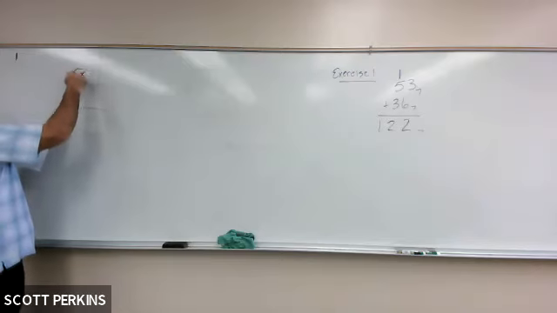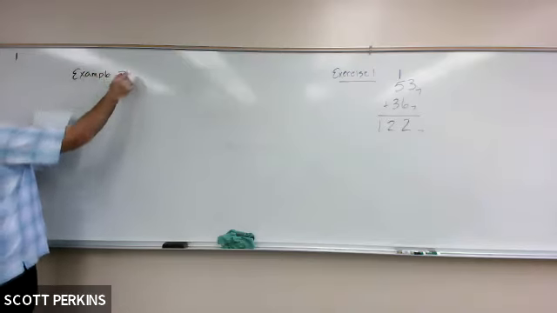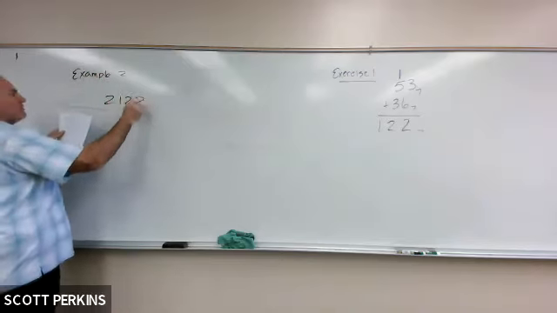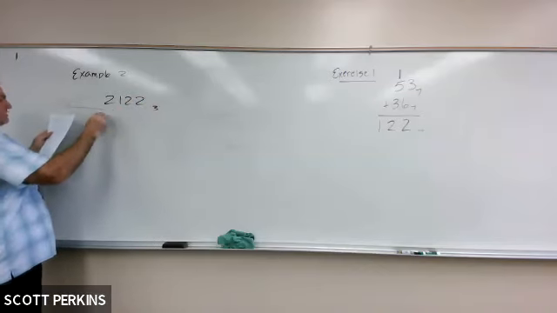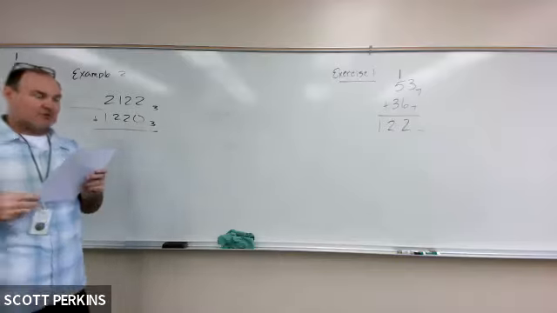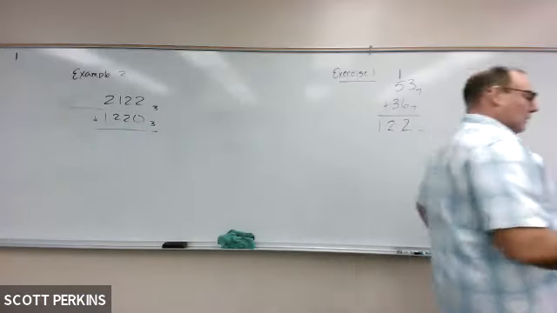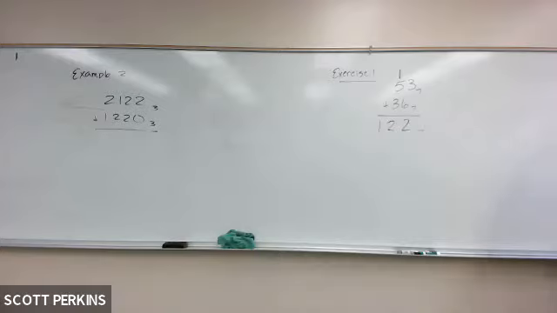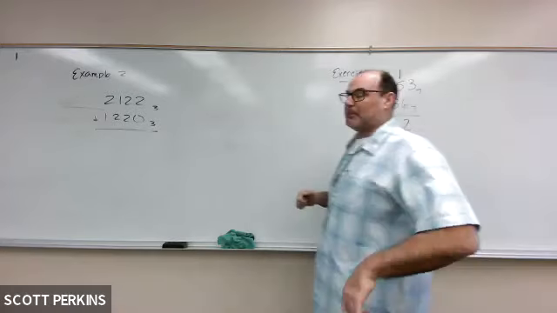The next one is a base 3 problem. I just tried to vary the bases so that we just get used to doing this and not just used to doing it with one base. So example 2, we have 2, 1, 2, 2 base 3 plus 1, 2, 2, 0 base 3. And we're going to add these two numbers right here. So again, base 3 means that every time I do this, I'm looking for full groups of 3.